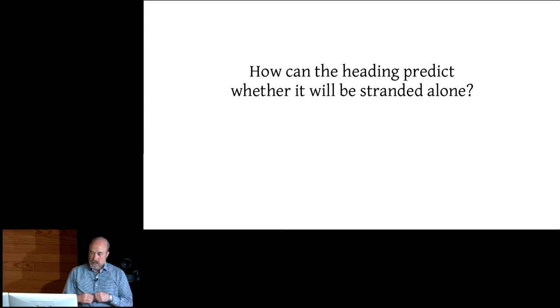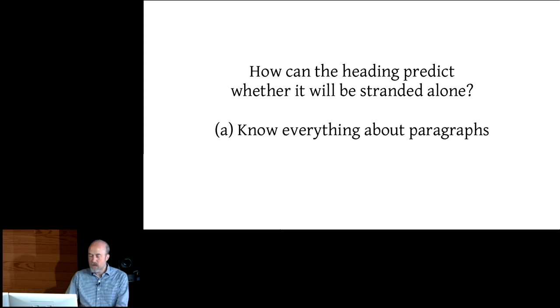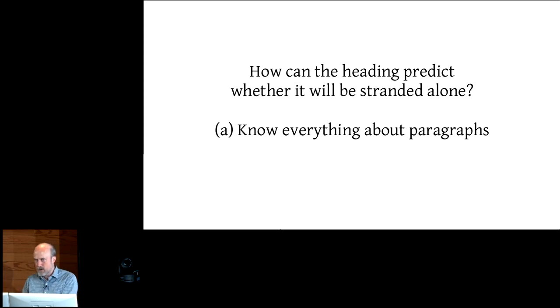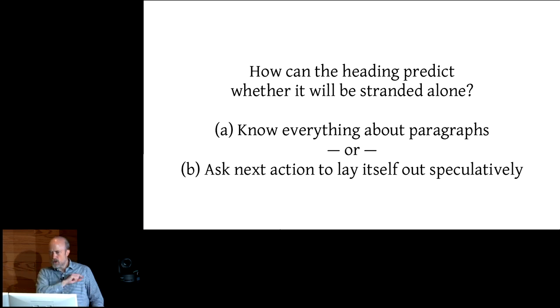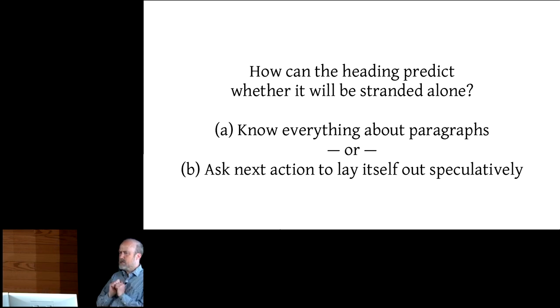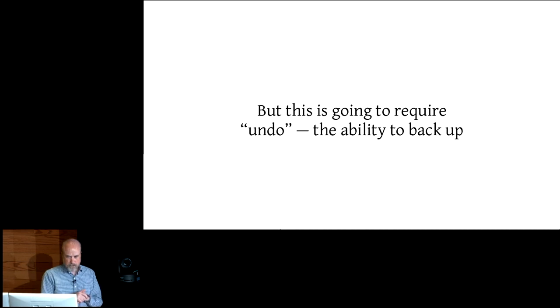Well, okay, if paragraphs are going to do tricky interior things, decisions about where they land, how can the heading predict whether it will be stranded alone? Well, it can either know everything about paragraphs and have inside of it all of the details about how paragraphs lay out. That doesn't sound wise or sustainable. Or I could invent a way for a heading to ask the next action to lay itself out speculatively. And just kind of ask, well, if I stay here at the bottom of the page, what paragraph will you do next? But this is going to require undo.